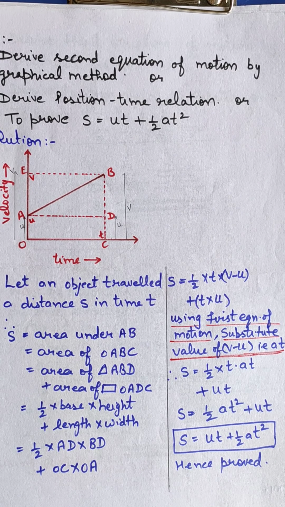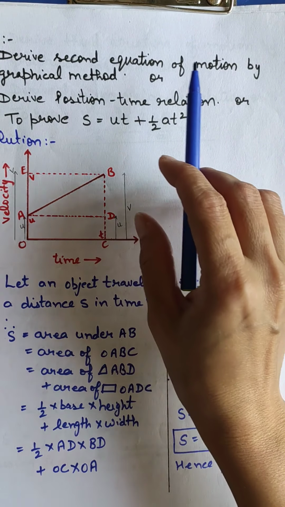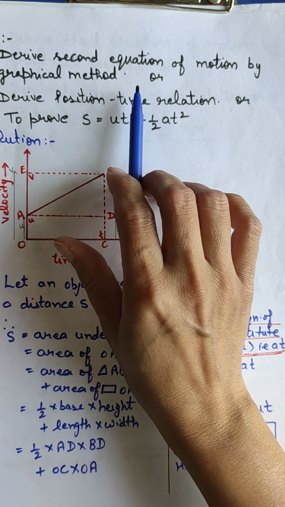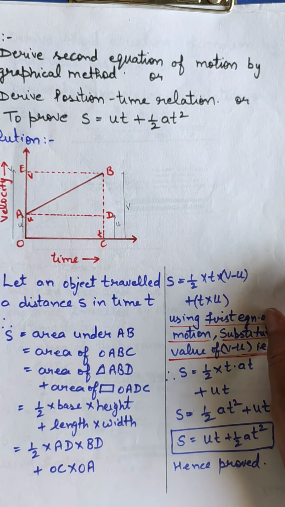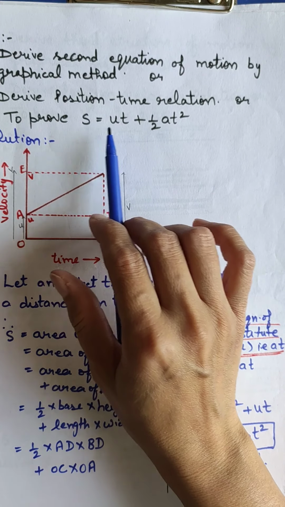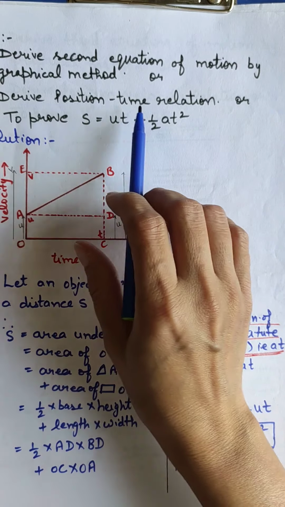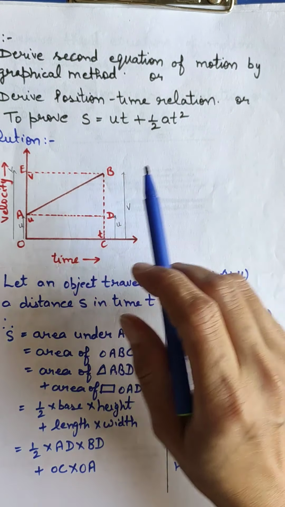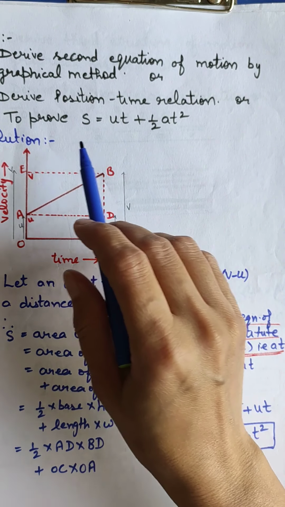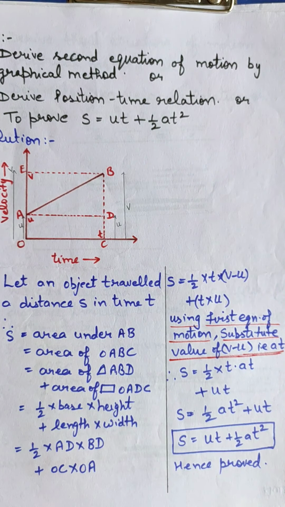Okay, beta, in the same way, we are going to derive the second equation of motion by graphical method. In exam, there can be the question that derive second equation of motion by graphical method, or this question can be asked as derive position time relation. This is position and this is time. So if in exam position time relation is given, then it's understood that the examiner is asking about the second equation of motion. Or it can be like this, that to prove s is equal to ut plus half at square.